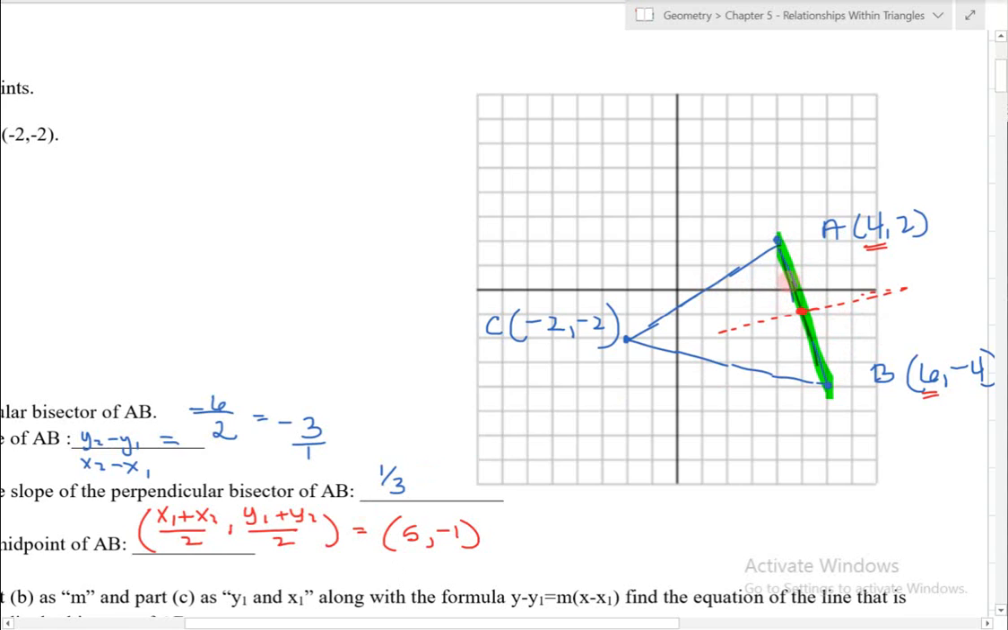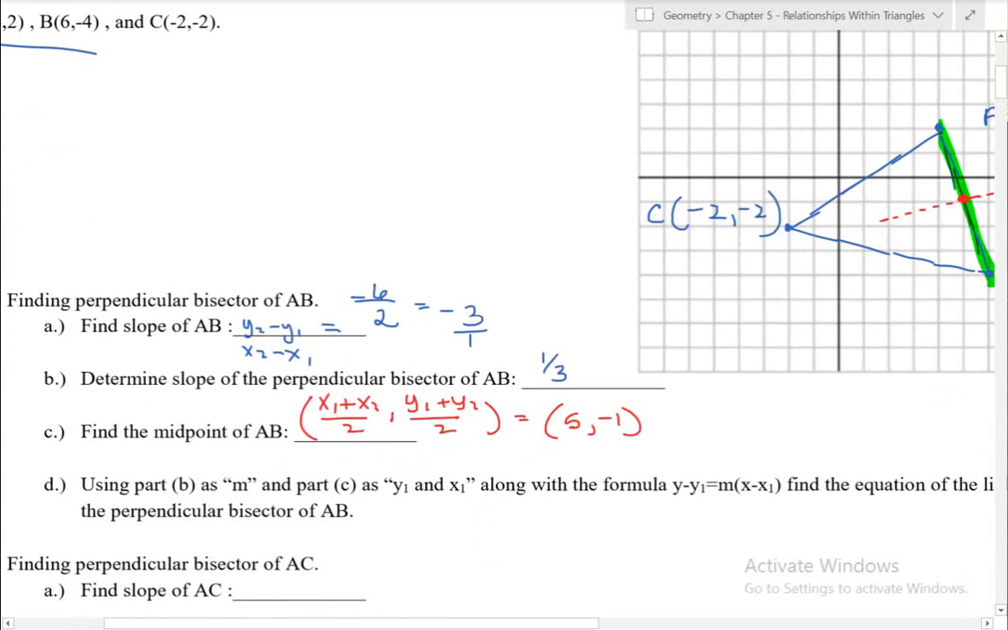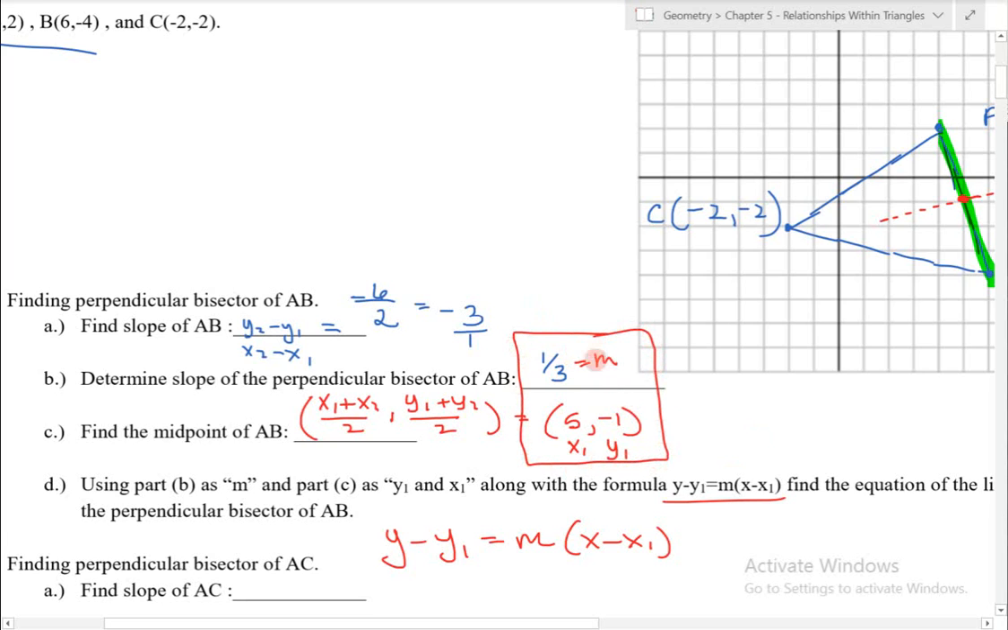Okay, so now we have our slope for the red line, and we have a point that is on that red line. So that's what this next thing says, part D. It says, using part B as M and part C as Y1 and X1. So that's your X1 and that's your Y1. Along with this formula, if you guys remember, Y minus Y1 equals M times X minus X1. We're going to plug that information, M and X1, Y1, into this.